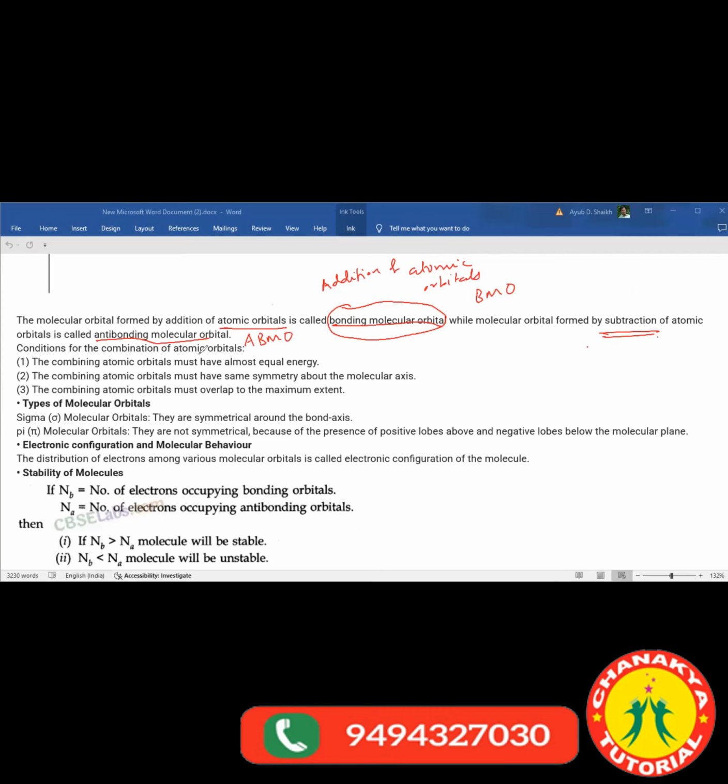Okay. Conditions for the combination of atomic orbitals: when they will combine, when addition occurs, when subtraction occurs, and what essential conditions are there for that, we have to see. The first condition given is that the combining atomic orbitals must have almost equal energy. Those are going to add with each other. The second condition is that the combining atomic orbitals must have the same symmetry about the molecular axis. Because only if they have the same symmetry about the molecular axis can they combine with each other, isn't it? This we have already seen. These are the p orbitals, axis of symmetry. Then only overlap would be possible in this way, correct?